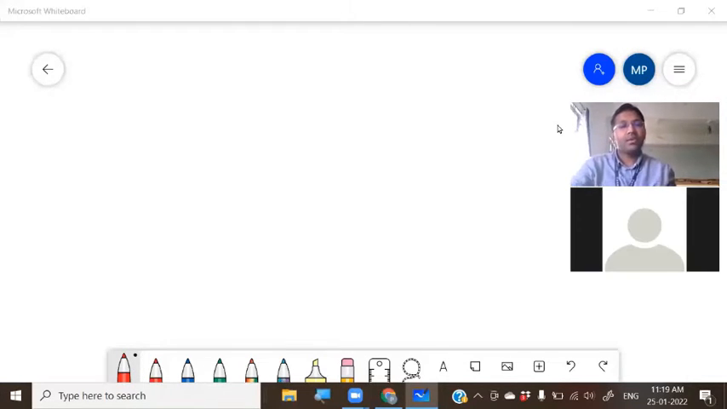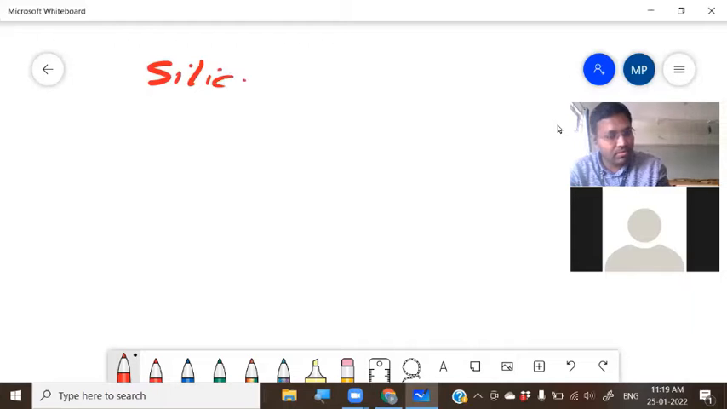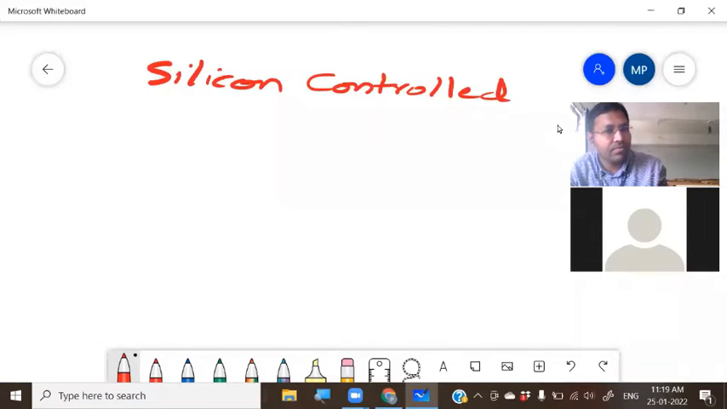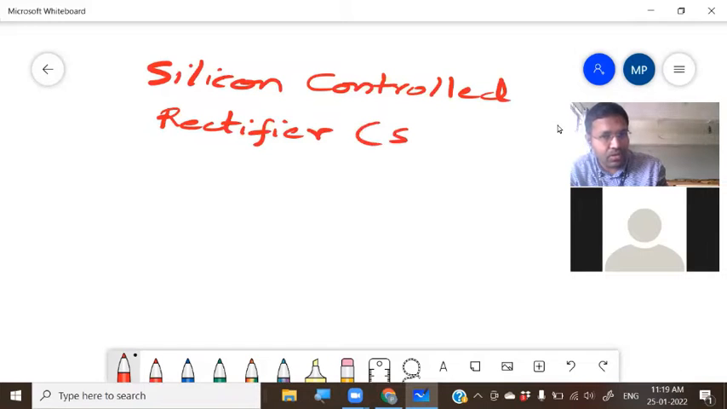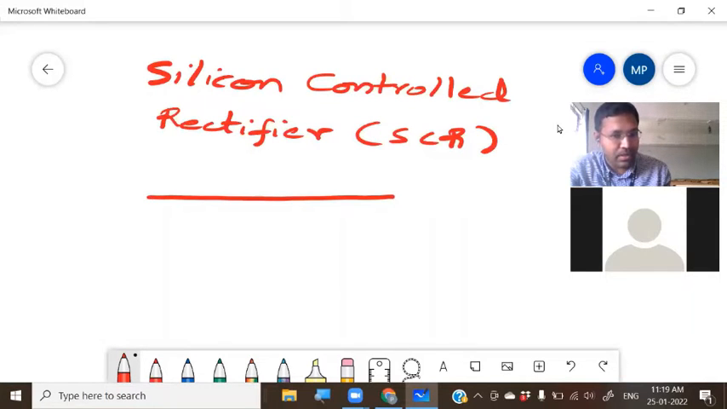Okay, thank you. So in the previous class, we have discussed the silicon controlled rectifier, in short SCR. Now the construction of this device is very simple. Very simple construction.